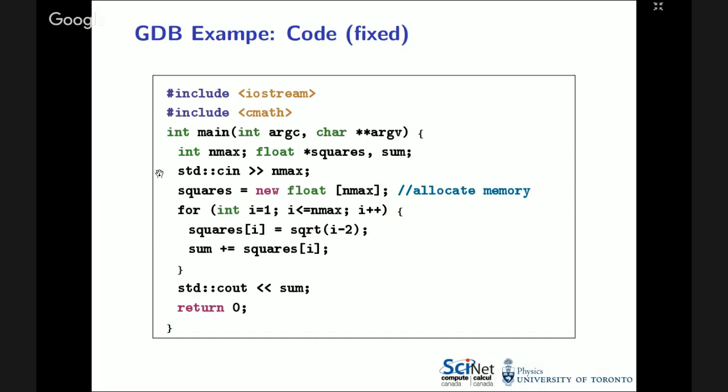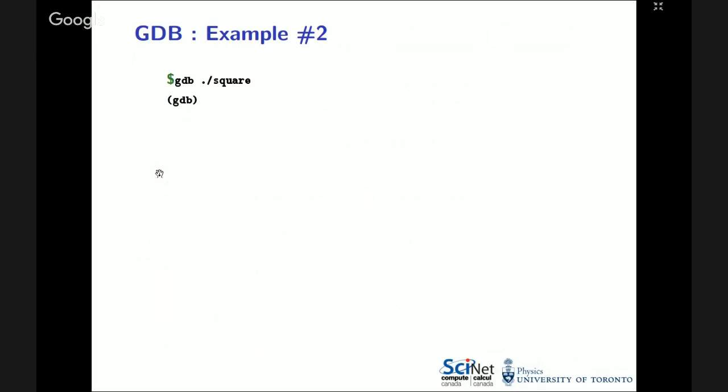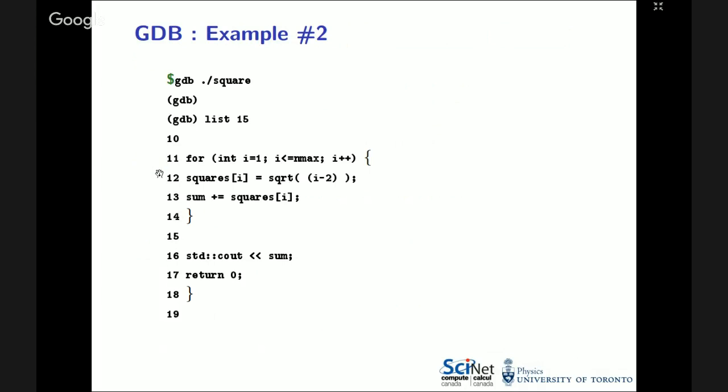So there was a segmentation fault. You come back to the code and you can see there wasn't actually any memory associated with the array squares. Let's try it again. I recompile the code, and now I'm executing in the debugger again. Let me show you what happens when you do list 15. List will show part of the code, from line 15, five lines up and down. And this is how the code looks.